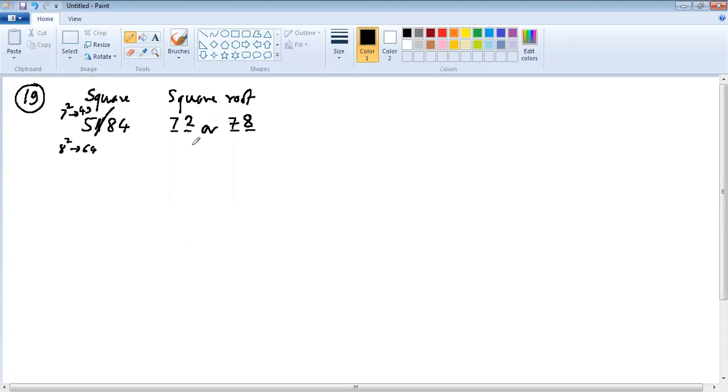To know correct answer, you have to calculate middle 75 square. And 75 square is 7 into 8, 56, 25, 5625. Now if you see 5184 is less than 5625, because this is less, you take lower out of the 2. So answer is 72. So answer of question number 19 is 72.